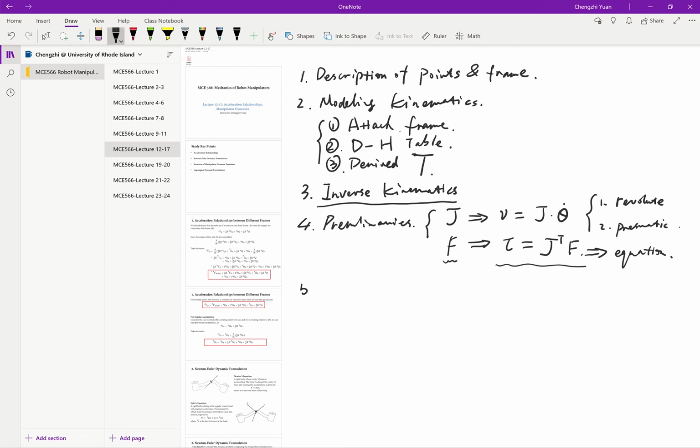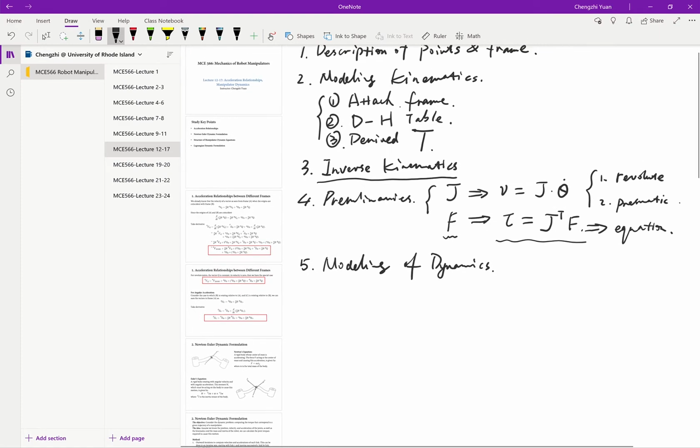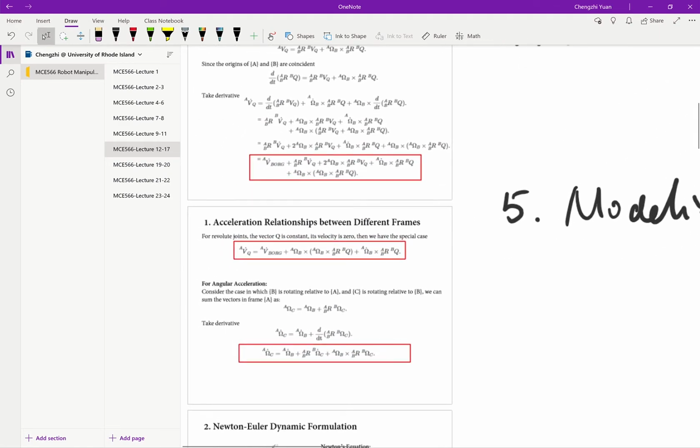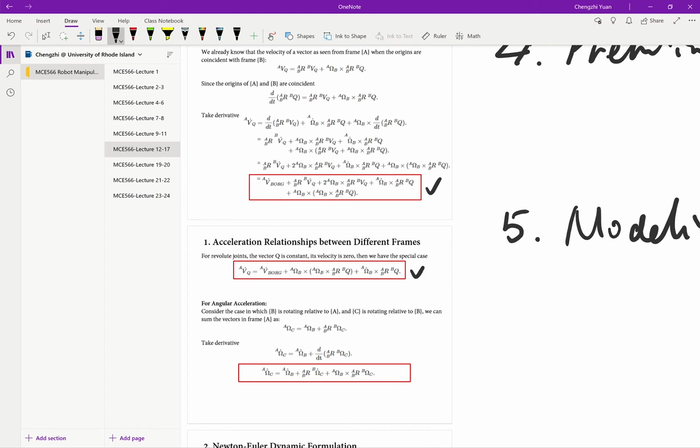And then after that, in the previous class we moved on to the modeling of dynamics. For the model of dynamics, we first talked about how to derive the acceleration information of the joint variables. And we also established several equations. So this is the first one, second one, and the third one. The first one is essentially the same as the second one, or the second one here is essentially a special case of the first one.